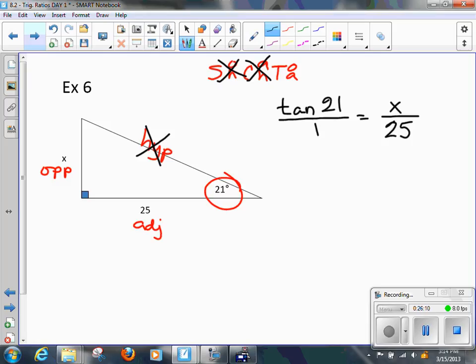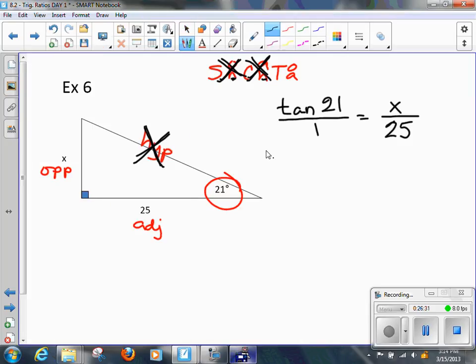Why are we using tangent, y'all? Because it's at the T, and what do we not know anything about? I don't know anything about the hypotenuse. So if I mark it out here, Justin, then I mark it out here, and I mark it out here, because that's where my H's are. Okay? All right, so calculator.